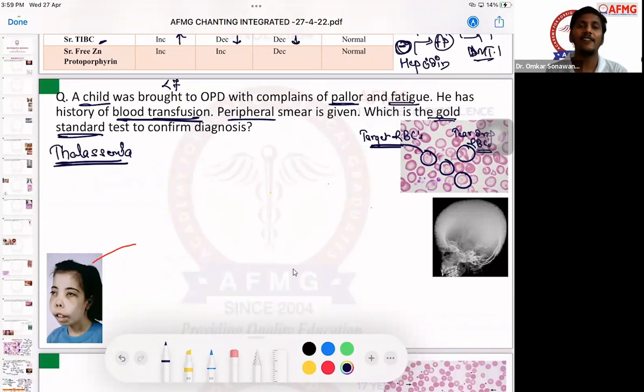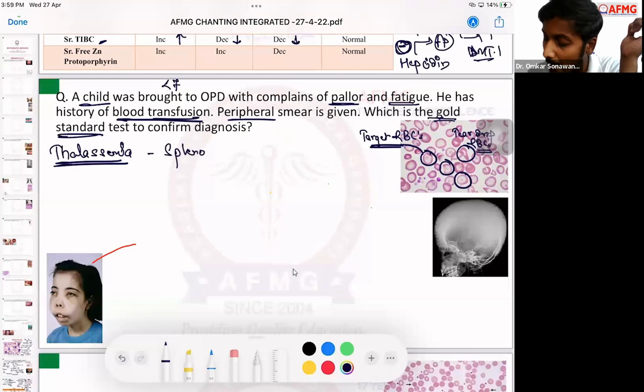That means there is an extravascular hemolysis in the patient. If there is extravascular hemolysis in the patient, definitely what will happen? There would be splenomegaly, because destruction of RBCs is the function of the spleen. So if there is an excess amount of destruction of RBCs, definitely the patient will have splenomegaly.